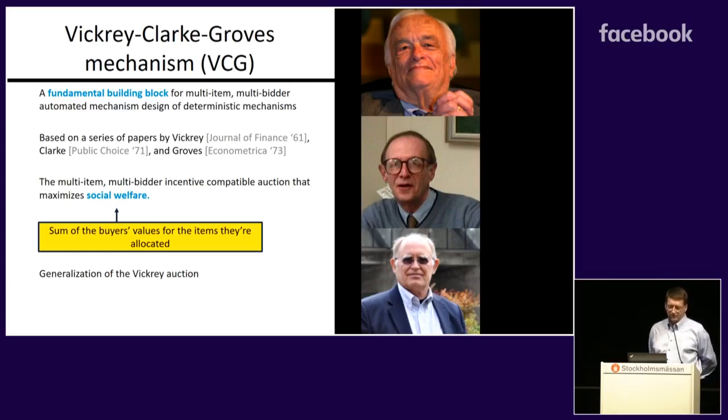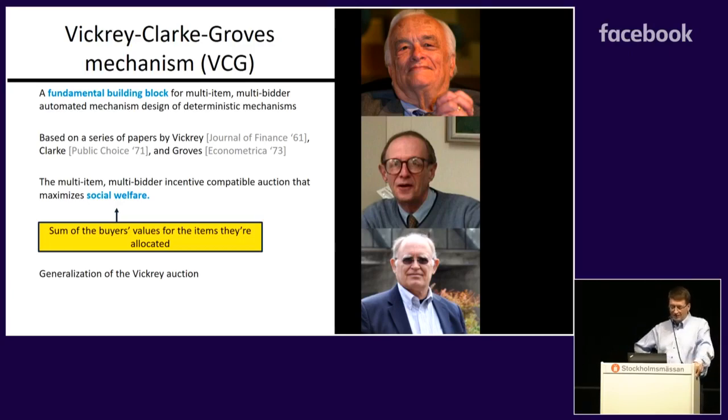The VCG mechanism, which was designed manually, is a multi-item, multi-bidder, incentive-compatible auction that maximizes social welfare. It's incentive-compatible in the ex post sense, in that even in hindsight, if I knew exactly what the other bidders bid, I'm still better off telling the truth. And it's also ex post individually rational, in that even in hindsight, I can't regret having participated. In particular, if I win nothing, I pay nothing.